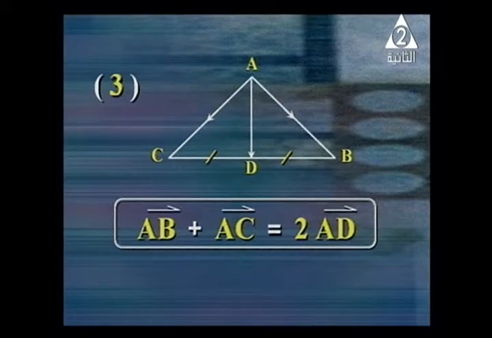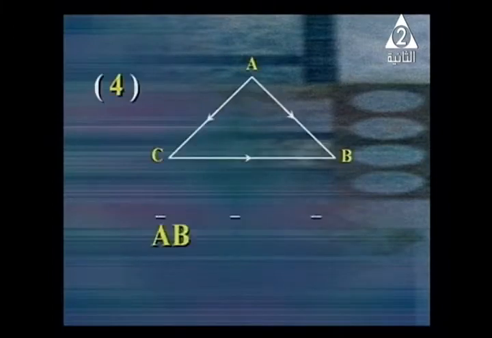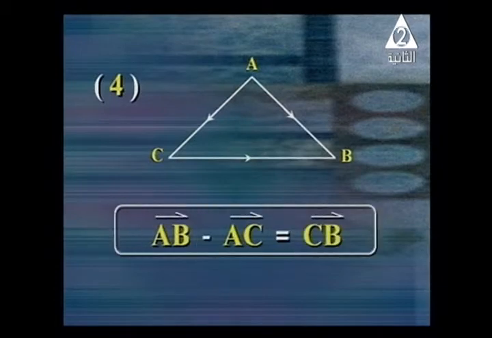Look again, dear student, pay attention. We have 2 vectors, AB vector plus AC vector equals twice the median. If D is the midpoint of BC, then AB vector plus AC vector is twice the median of triangle ABC. Number 4, when we subtract 2 vectors with the same starting point, AB vector minus AC vector equals CB vector. Look again, dear student, subtract AC vector from AB vector: 2 vectors with the same starting point and different direction give CB vector.